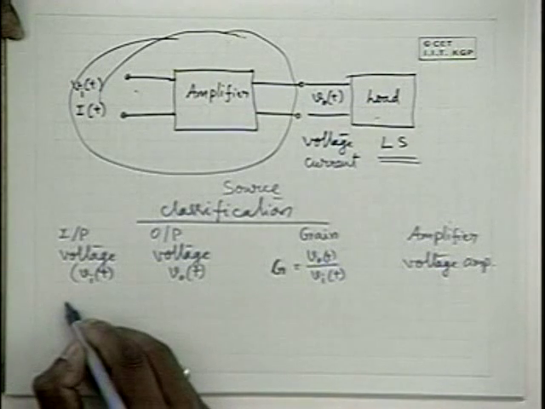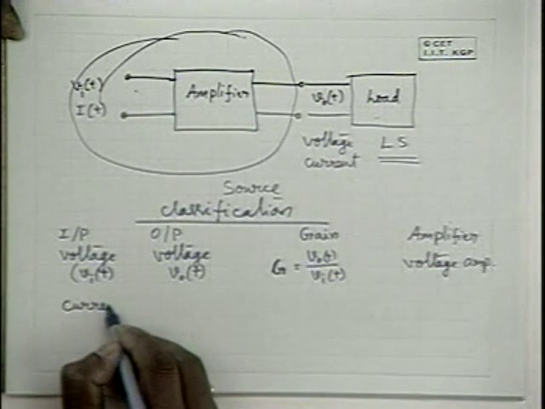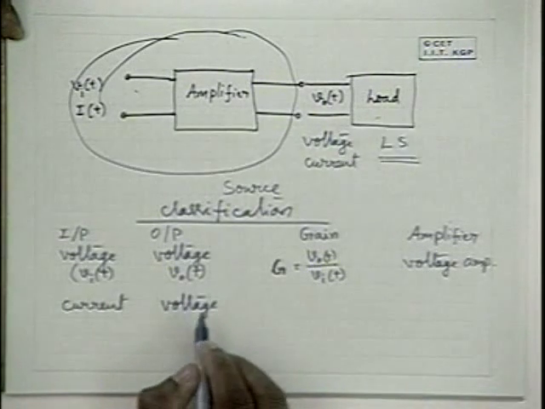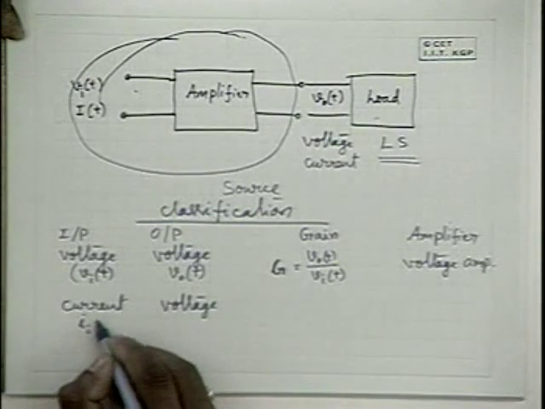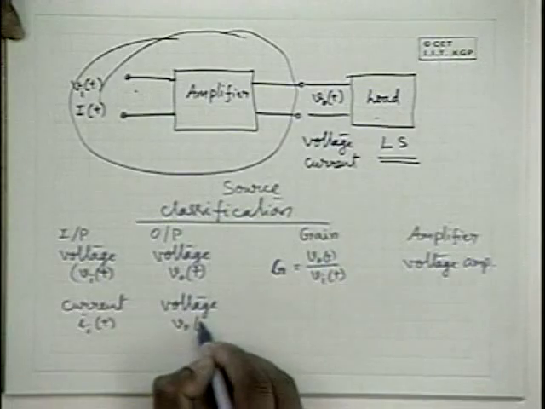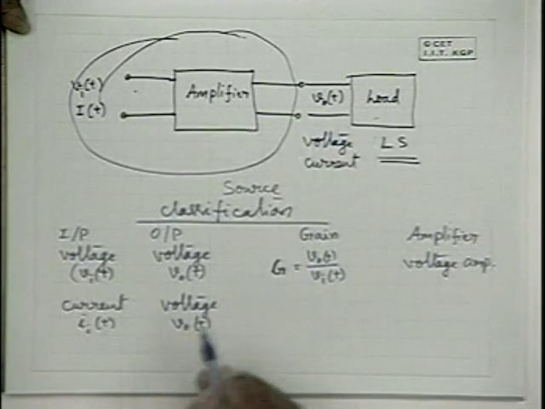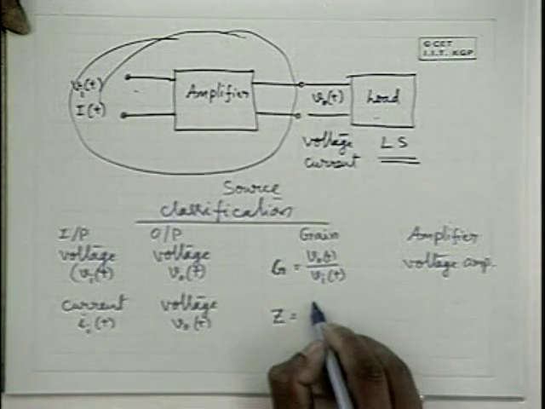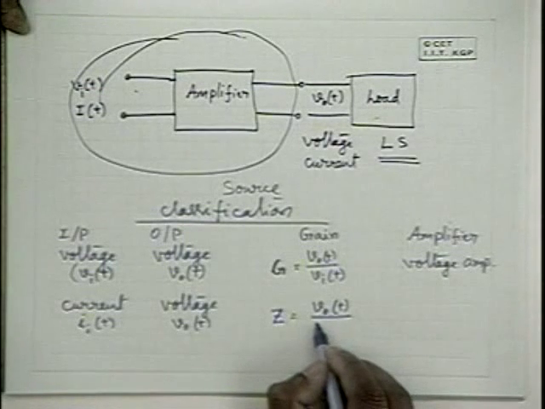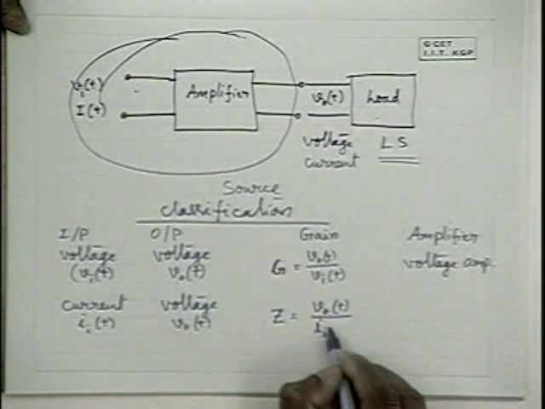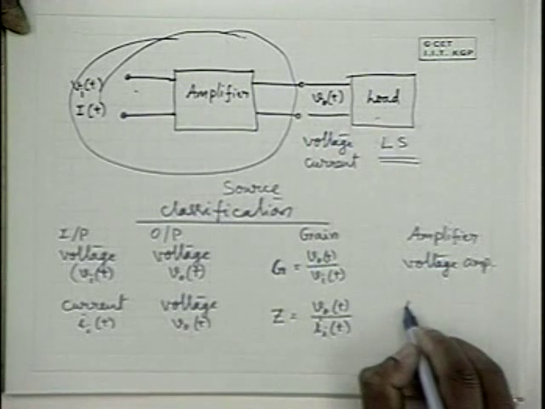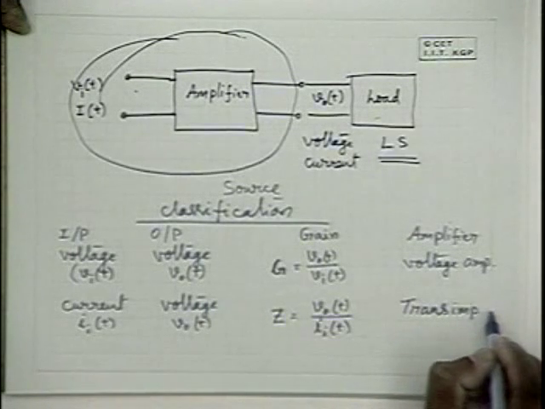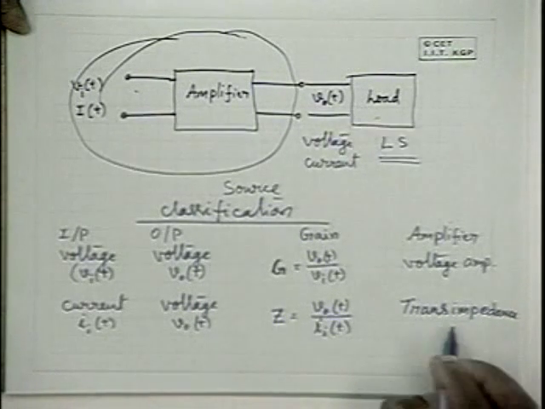Now, if the input is current and the output is voltage, that means this is IIT and this is VOT. The gain, the transfer ratio between the output and input, has units of impedance, in which case it is known as a transimpedance or transresistance amplifier.